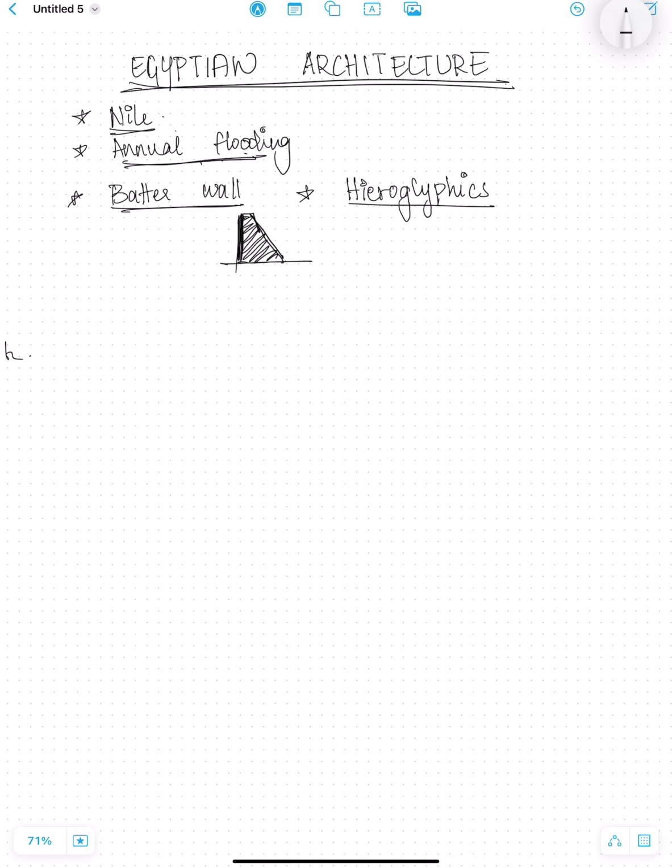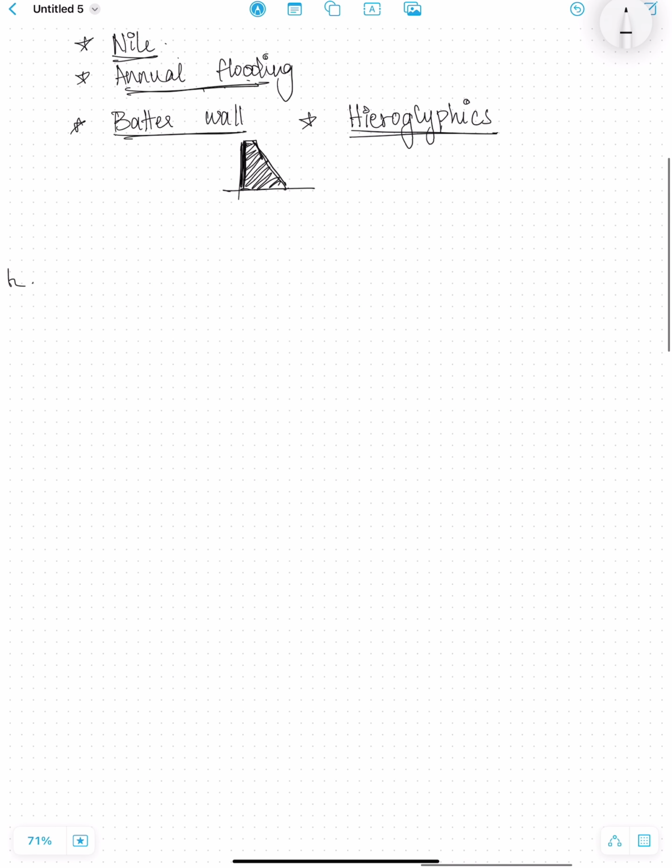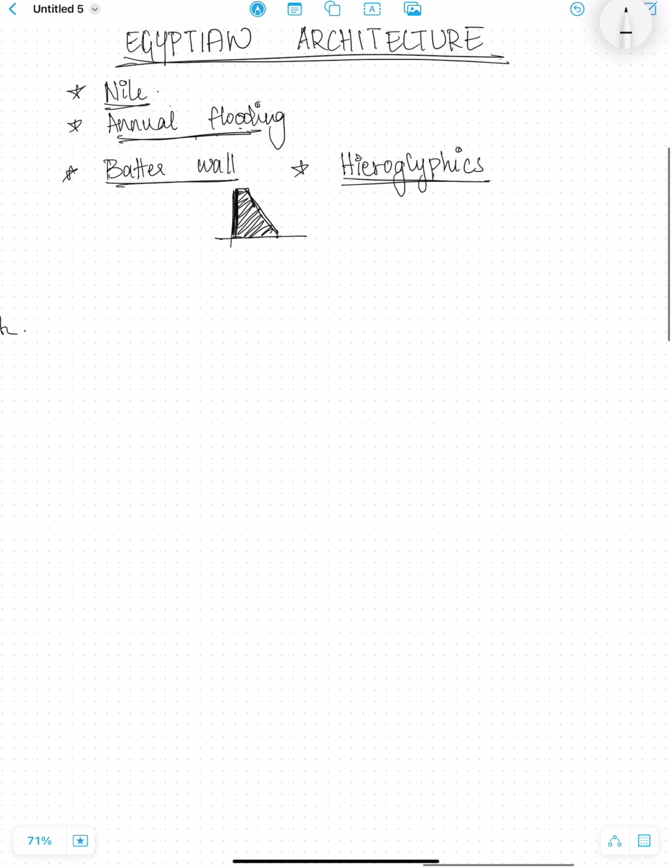Now hieroglyphics does not contain any letters. It is made up of symbols and drawings, and they used that as their written scripture. Mostly Egyptian architecture is characterized into two typologies of buildings. One is tombs and the other is temples.